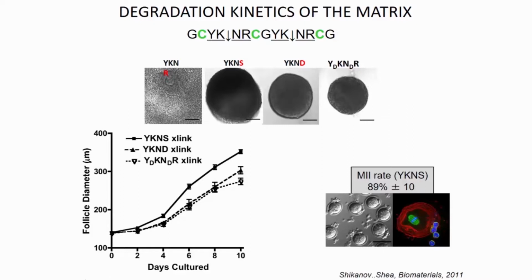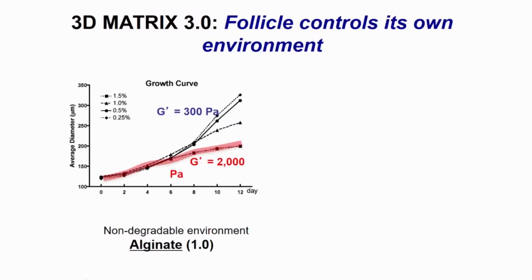But then going back to the stiffness of the matrix, I've showed you before, so the argument here is that follicles can modulate their environment by secreting enzymes that break down the environment. I've showed you before that alginate, so this is the graph that you saw before, we control the stiffness of the alginate by just controlling the concentration of the biomaterial. And then we know that this grows really nicely, and the stiffness of this hydrogel is only 300 pascals, so this is super soft. As you go to 2000 pascals, then the follicles cannot grow because it's not degradable.